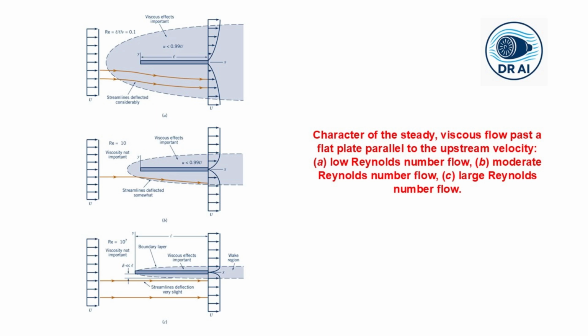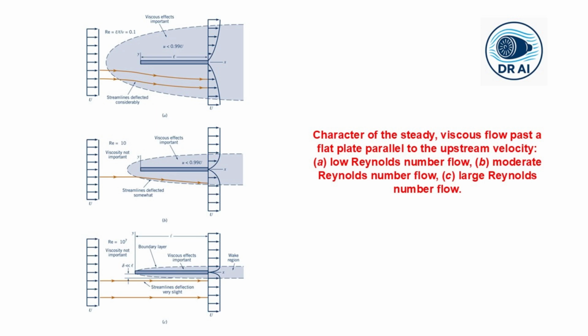But as the Reynolds number increases to the value of 10, the region where the viscous effects matter shrinks in all directions except downstream. You don't need to go far ahead or to the sides to escape the plate's influence. So streamlines are less displaced in this case. But when the Reynolds number is very large, of the value of 10 to the power 7, we encounter a completely different world. Inertia dominates in this case.